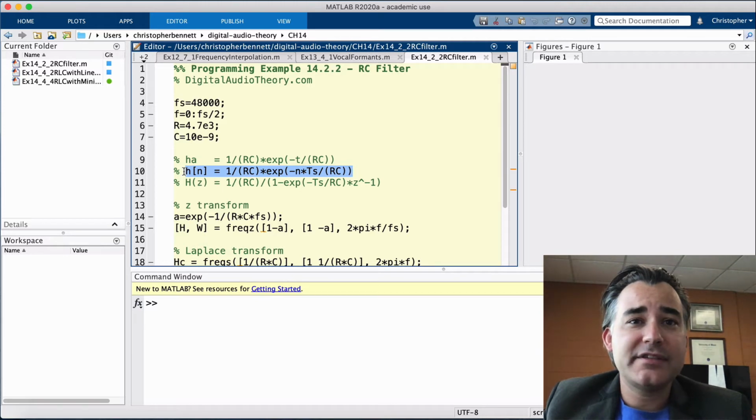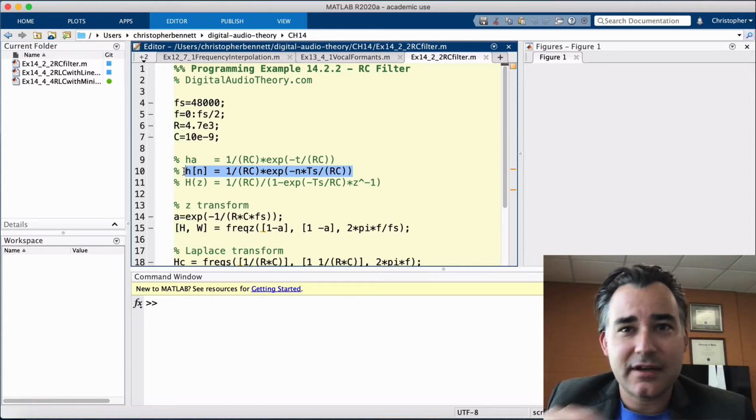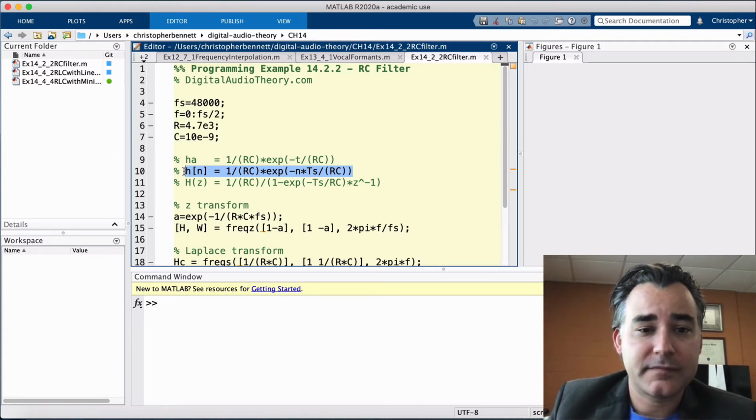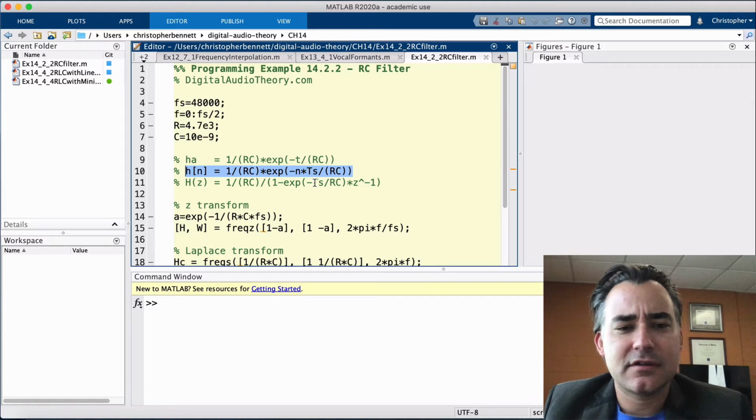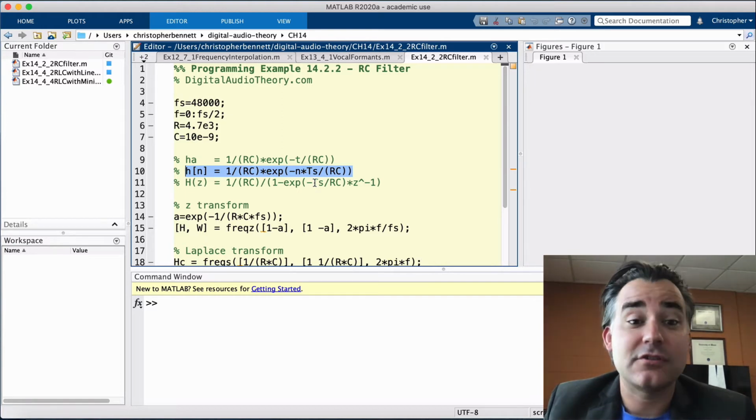Then we apply the z-transform to the sampled IR and solve the summation using a power series. This gives a digital transfer function of 1 over RC all over 1 minus e to the negative Ts over RC times z to the negative 1. The details of this are in the textbook, Digital Audio Theory, a practical guide.